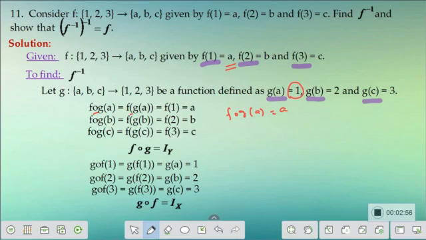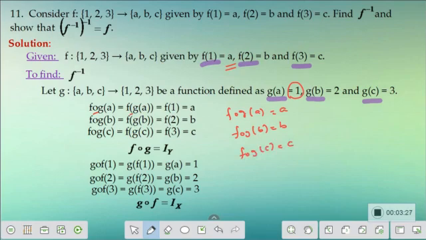Similarly, we'll try to find it for all other values. Since we have only 3 elements in this set, we are going to find it for all the elements in the set. So let us find it for f composite g of b. You can see that f of g of b is again equal to f of 2, that gives you b. And f composite g of c gives you c. So we see that f composite g of a is a, f composite g of b is b, and f composite g of c is equal to c.